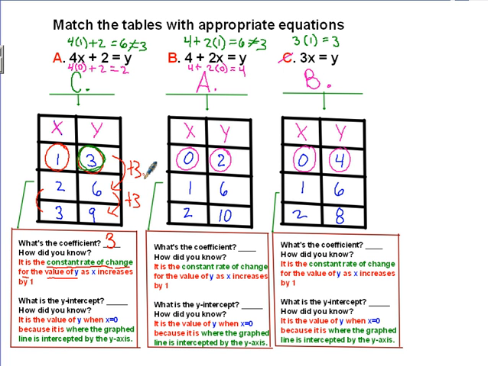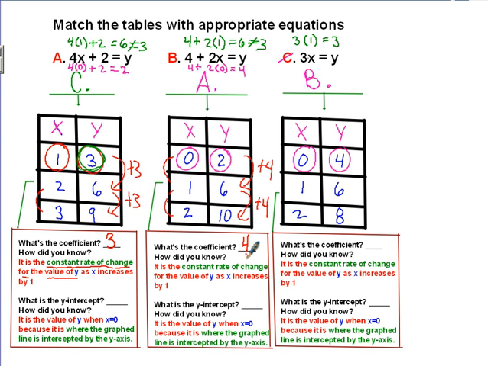If I came over here to this table and said, what's the coefficient? Again, I'm looking for the constant rate of change for y as x increases by 1. So x goes up 1 and y goes up 4. When x goes up 1, again, y goes up by 4. So the coefficient, or the constant rate of change, for this table is 4.